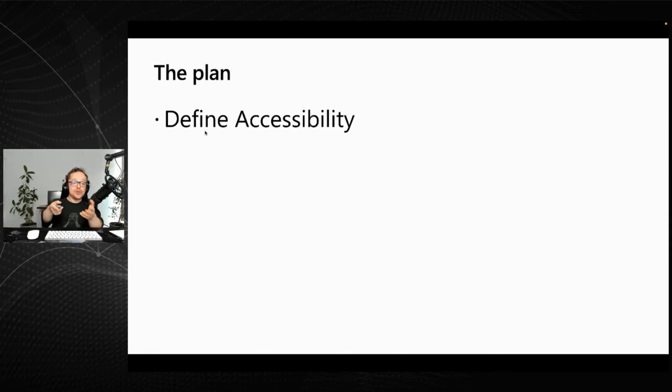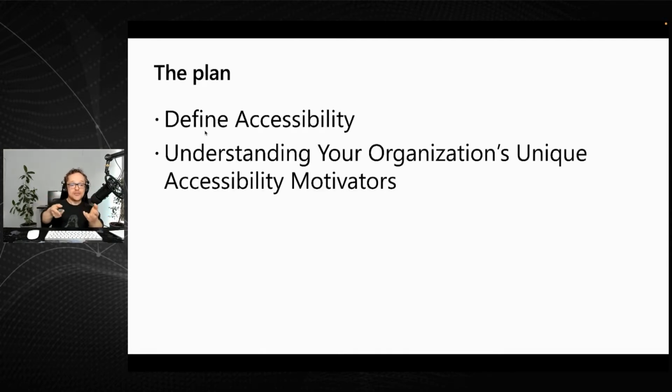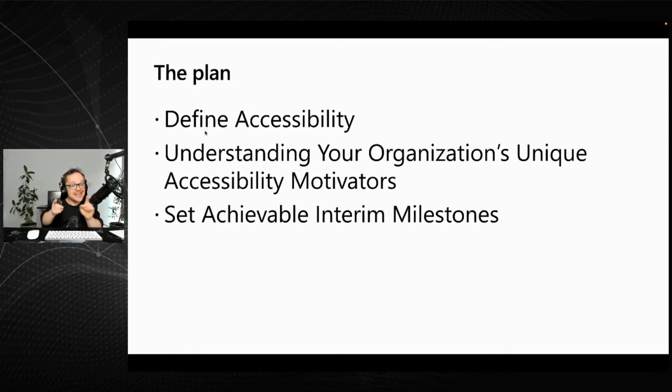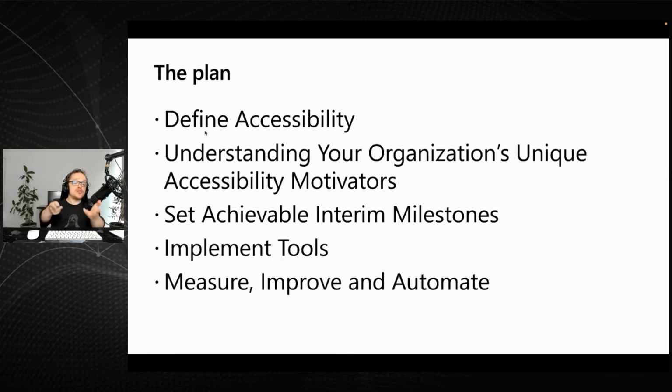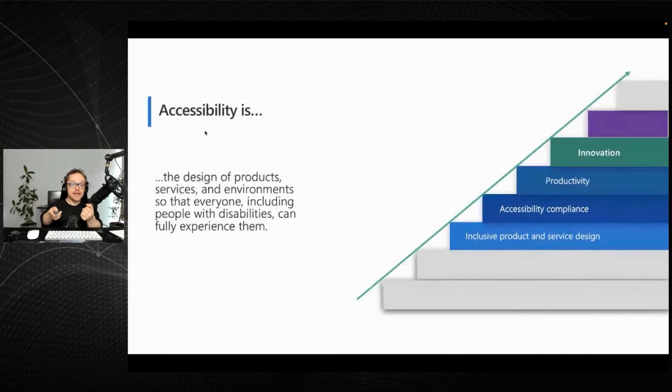So I've got a plan today. What we're going to do is define accessibility, what it is and what it isn't. We're going to understand unique accessibility motivators. We're going to set interim milestones by using an SDLC. Then we're going to implement tools. And finally, we're going to look at ways to measure, improve, and automate. So first, what is accessibility?